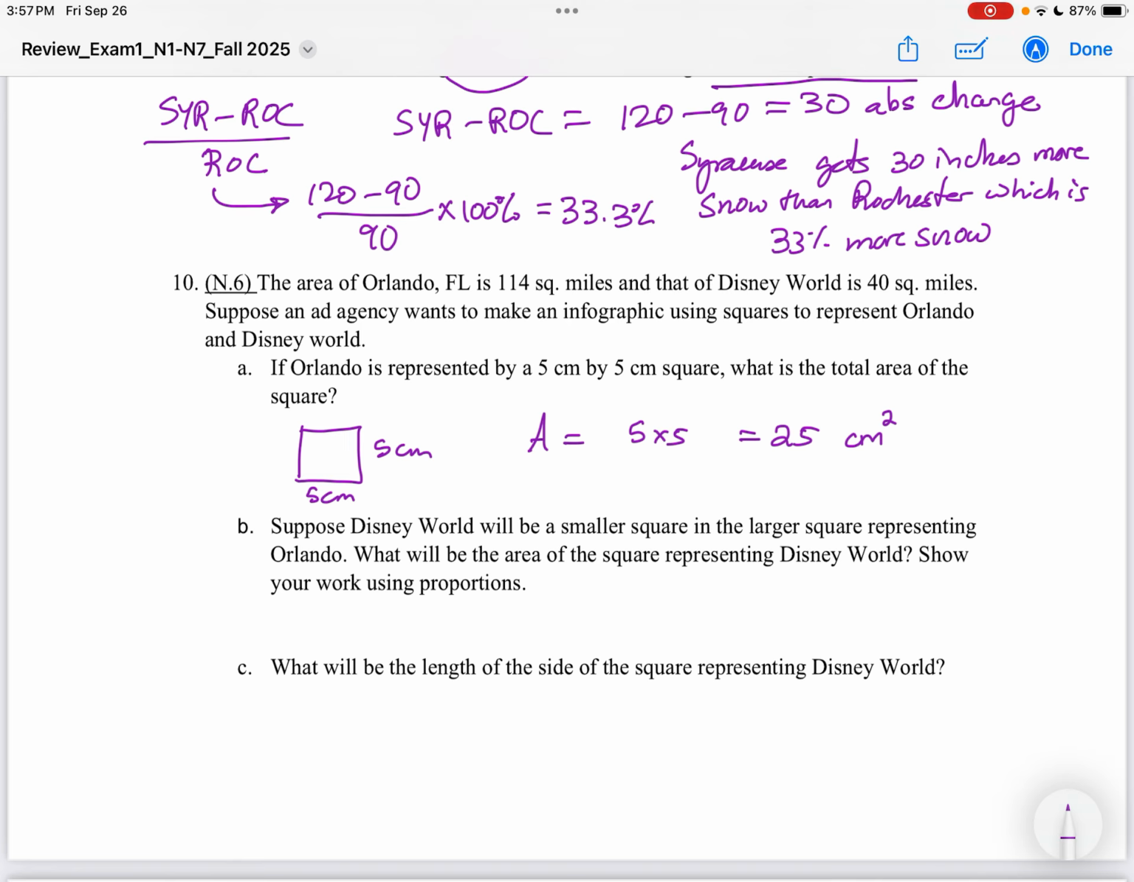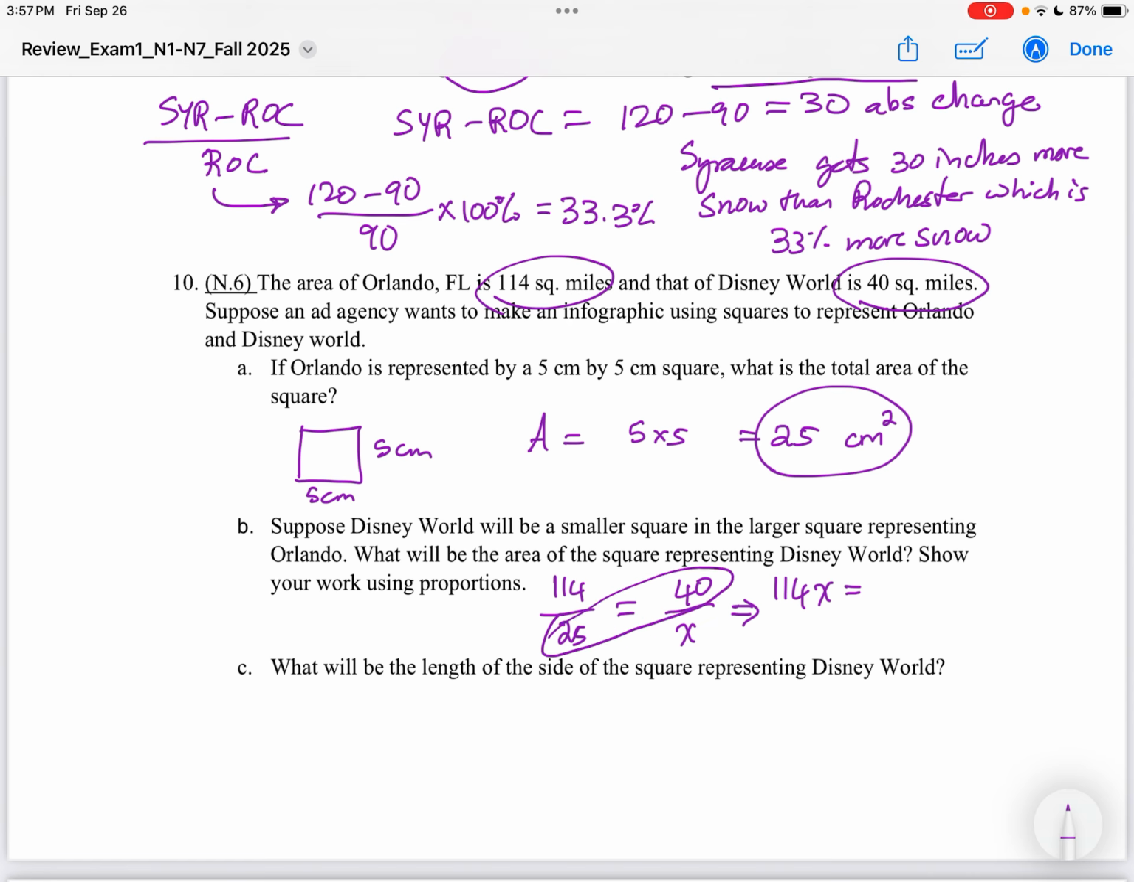Next, we need to do a proportion where we need a square for Disney World. If you just look at Orlando, Orlando's area is 114, and its square is over here, 25. Set it equal to Disney's area, 40, over x. We need to find the area for that representation of Disney World. So cross multiply: 114x equals, when you multiply these two, you should get 1,000. Check it. Then divide by 114, and you should get 8.77 square centimeters. So that's the area for Disney World's representation.